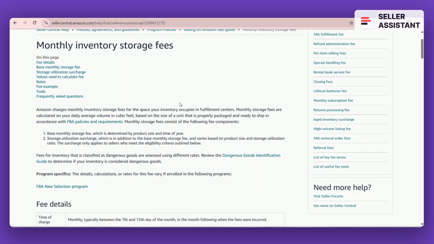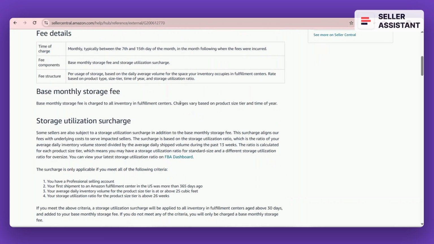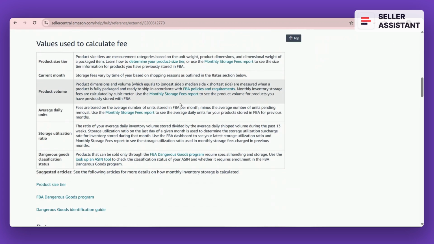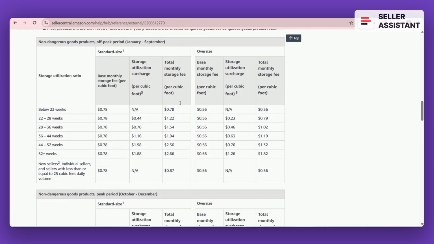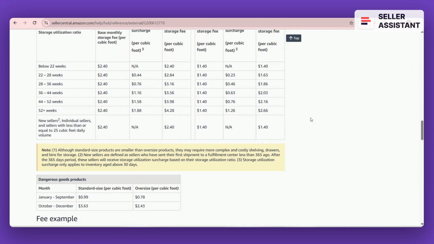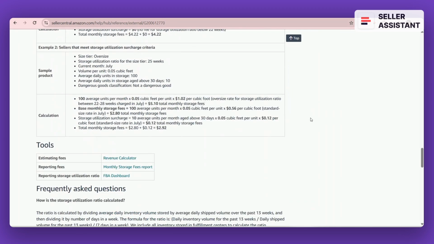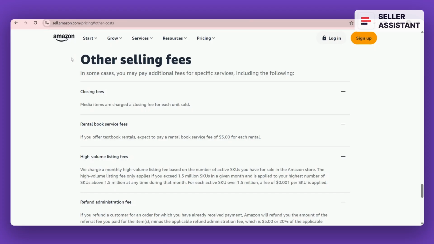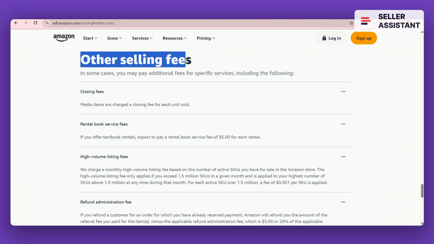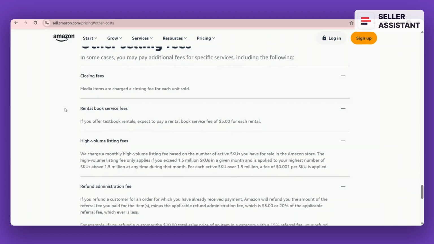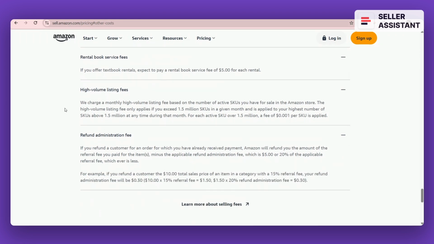Storage fees are charged for storing inventory in Amazon's warehouses. These fees are calculated based on the daily average volume of the space inventory occupies. The rate is based on product type, size tier, and time of year. Other fees. Amazon may charge you other fees in some categories: closing fees for selling media products, high-volume listing fees if you have more than 100,000 products listed, and refund administration fees if the customer asks for a refund.